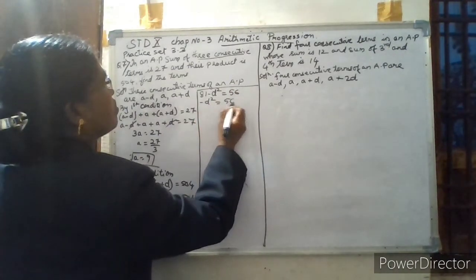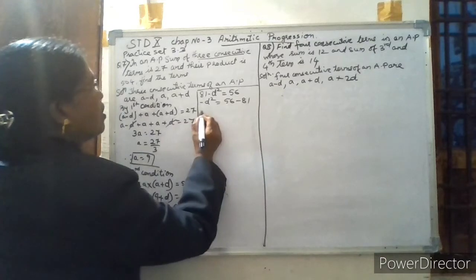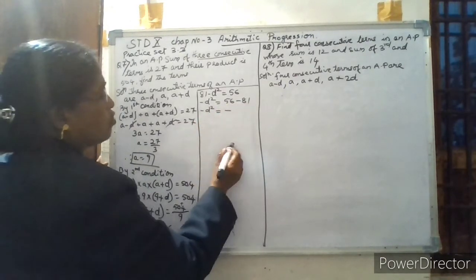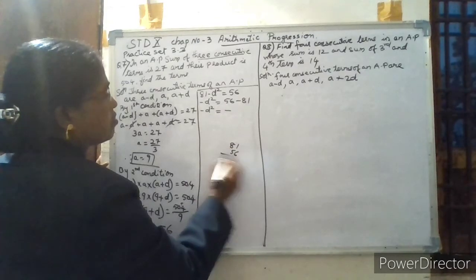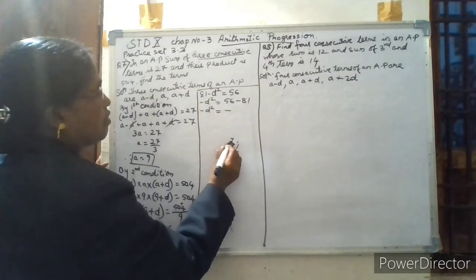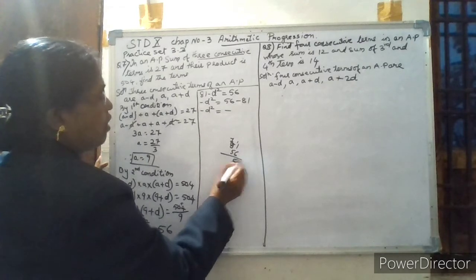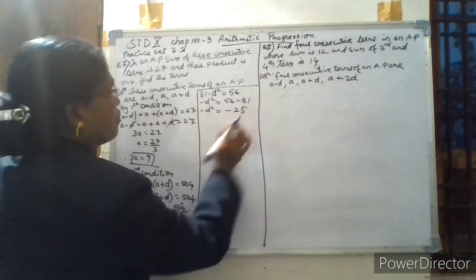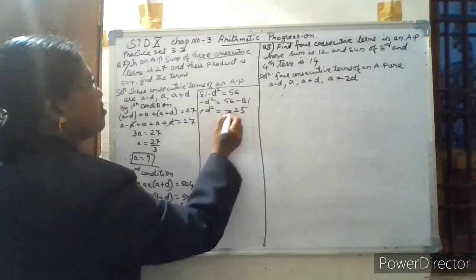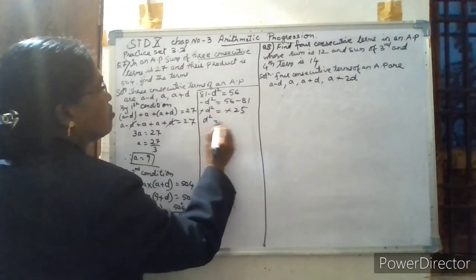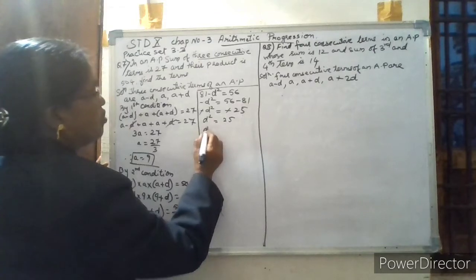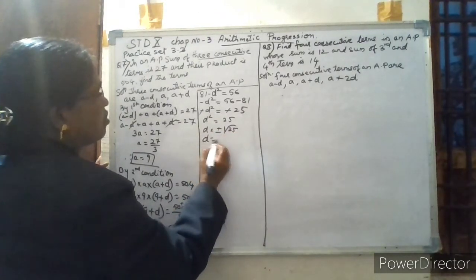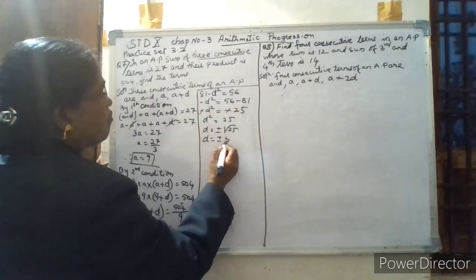Transfer this 81 here: minus d square is equal to 56 minus 81, sign of the greater number. So 81 minus 56: borrow 1, 7 is left, 11 minus 6 is 5, and 7 minus 5 is 2. So minus d square equals minus 25. Minus on both sides cancels. So we have d square is equal to 25. So d is equal to plus or minus root of 25. So d is equal to plus or minus 5. The d value we got is 5.